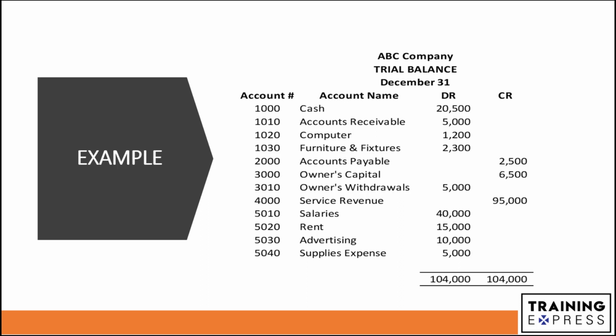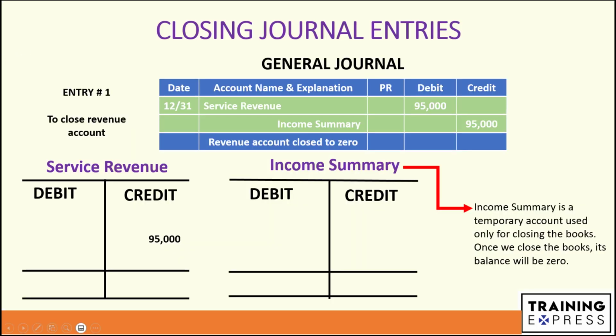Permanent accounts are those accounts whose balances will be carried forward from one accounting period to another. And temporary accounts are those accounts whose ending balances will be made zero at the end of an accounting period. If you keep moving forward, you will see there are service revenue, salaries, rent, advertising, and supplies expense accounts. So out of all of these accounts, we will be closing only temporary accounts, and they are withdrawals, service revenue, salaries, rent, advertising, and supplies expense accounts. Now let's look at the closing journal entries.